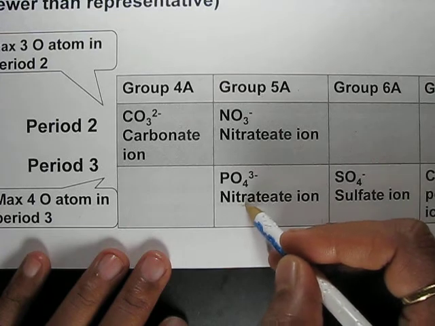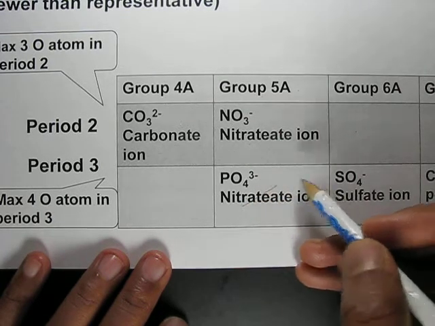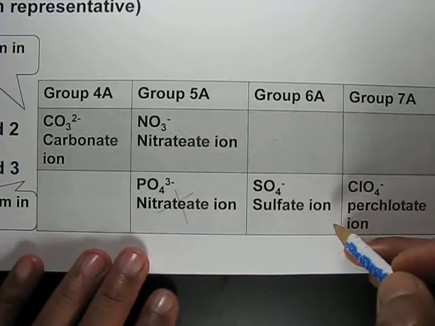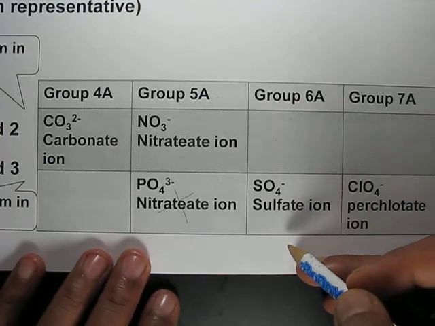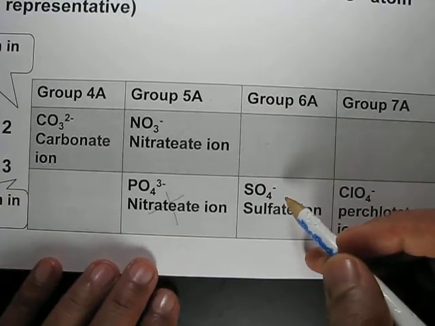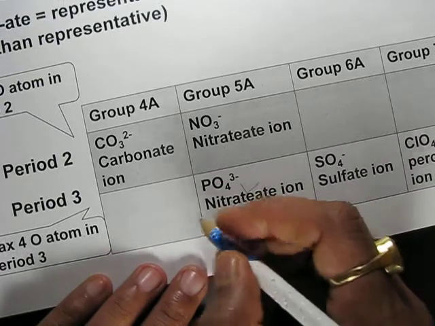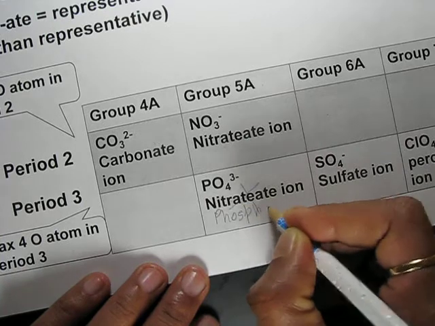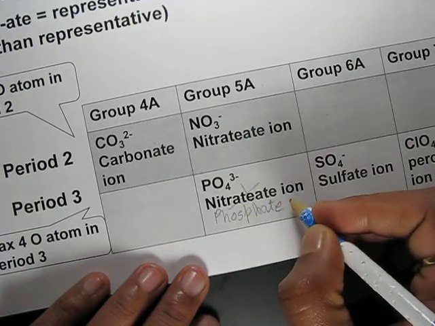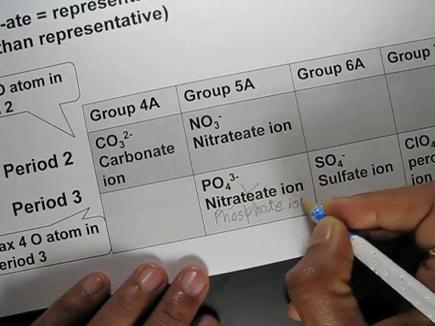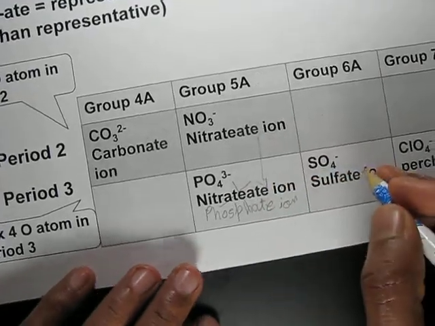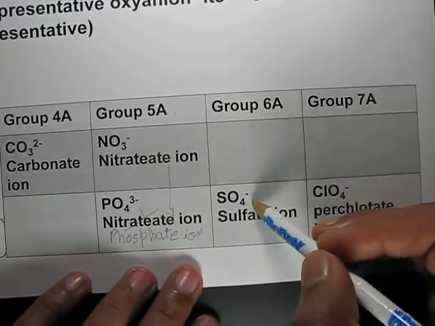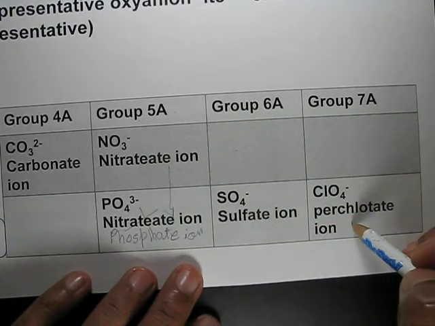This is not correct. This is a nitrate ion. This name is not correct here. We have to correct this name. So basically this is phosphate ion. Yeah, this name came here exactly the same. So this needs to be corrected in the slide. Okay, so sulfate and then perchlorate.